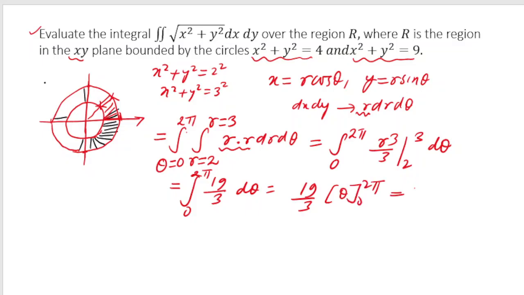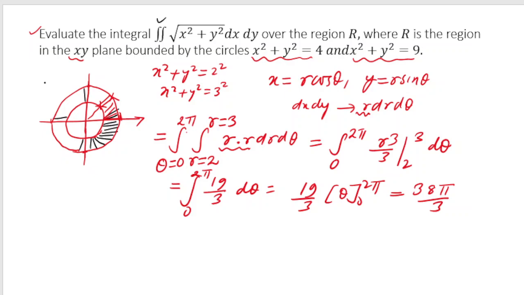So what will I get? I will get 38 pi by 3, because if I put theta equal to 2 pi and 0, I will get 38 pi by 3. So this is the answer. Now you can see how easy the computation has become. If you try to solve it in the Cartesian coordinate system, that is the xy system, the computation will be quite complicated. And again I repeat, just try to think about it. If you are not doing it, at least think and realize that working in the Cartesian coordinate system, if you are solving this problem, will be quite complicated.